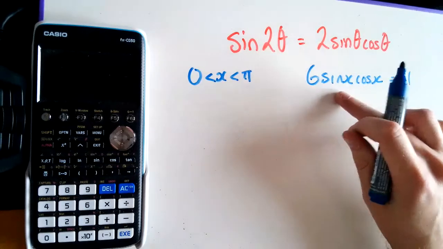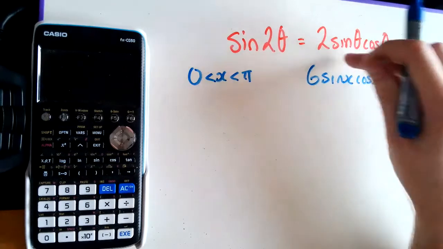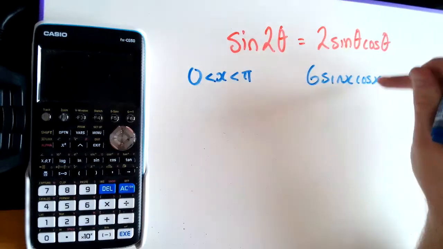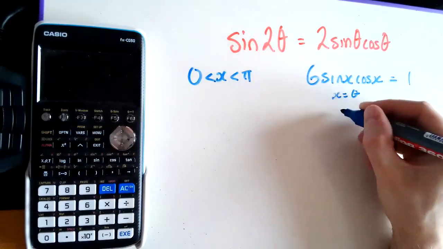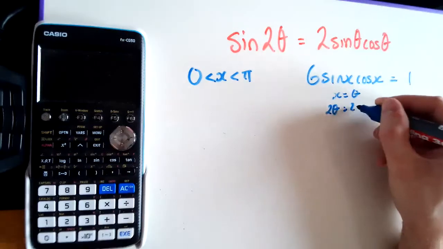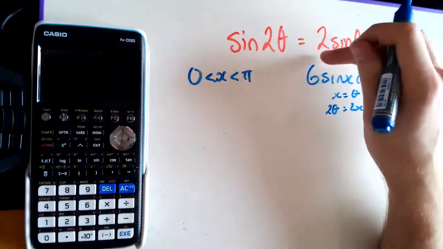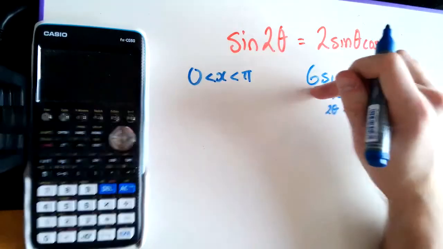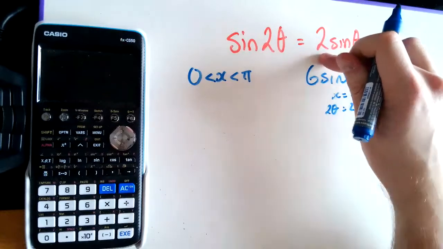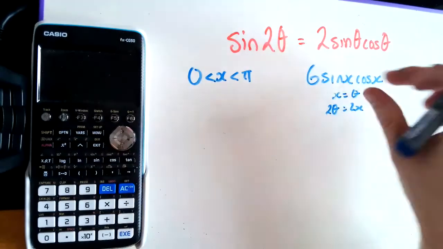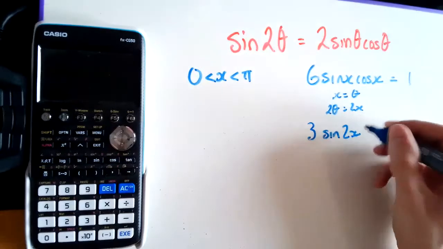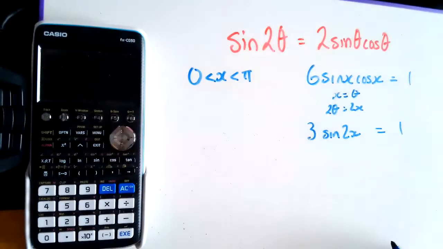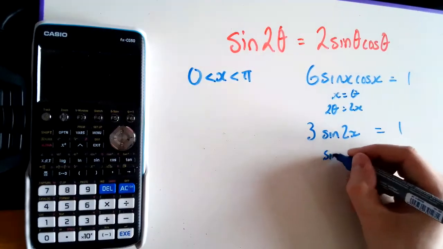So instead, I can use this double angle formula. Here, I've got sine x cos x; here, I've got sine theta cos theta. So x is just theta, so that means 2 theta is 2x. But here, look, I've got a 2, but I want a 6, so I have to times this by 3. So this side becomes 3 sine 2 theta, which is 2x, equals 1. Now I can solve it the normal way.